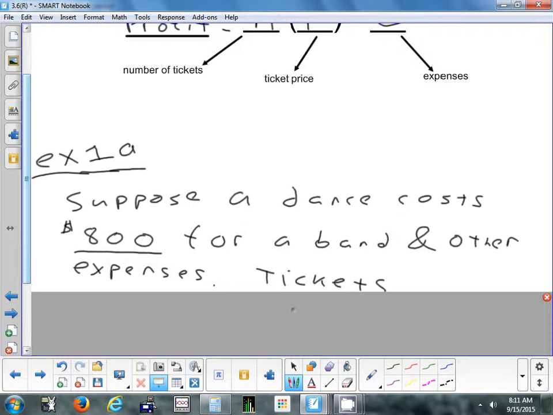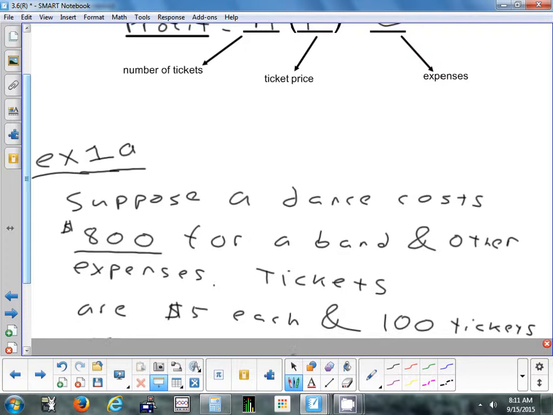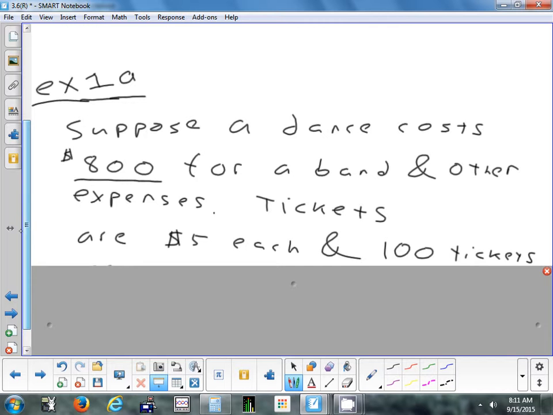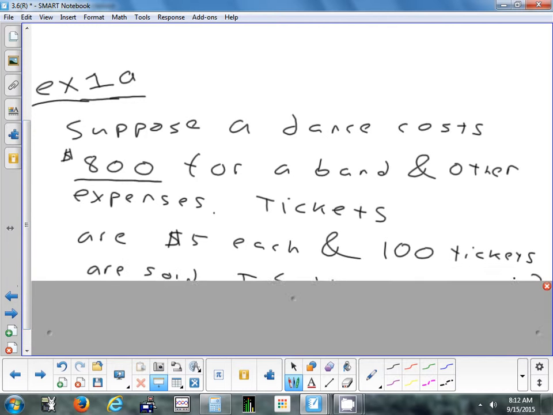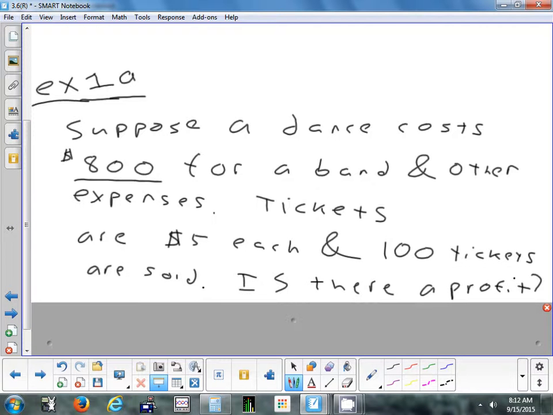Okay, so for this problem, it's going to cost $800 to hire the band, and maybe the other expenses. Maybe they had to buy paper plates, cups, soda, stuff like that for the dance. So it costs them $800 to buy all that stuff. The tickets are $5 each, and it looks like they're going to sell 100 tickets. So we have a couple questions. First thing we're going to figure out is, did they make money or did they lose money?